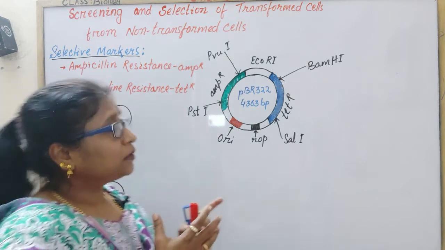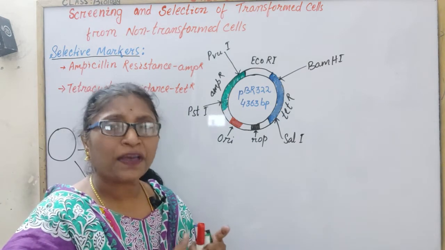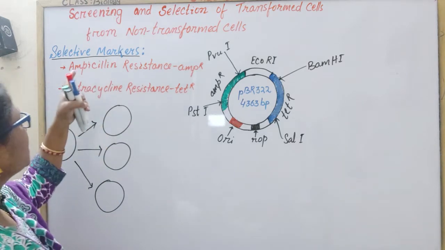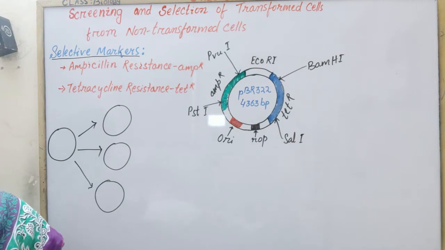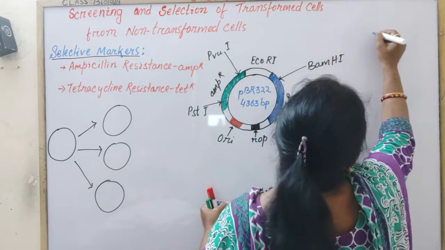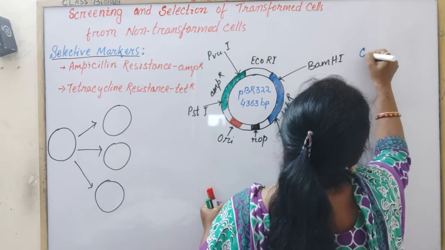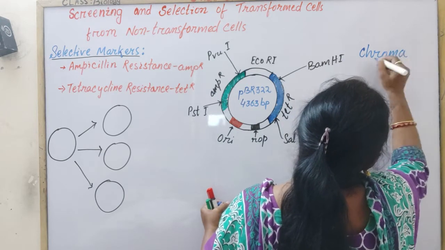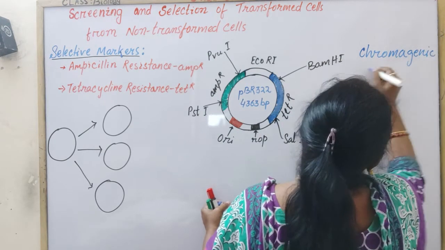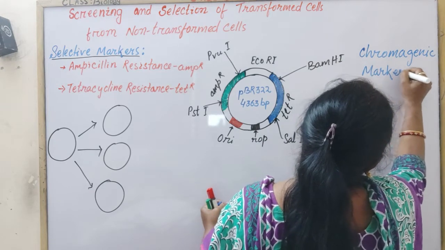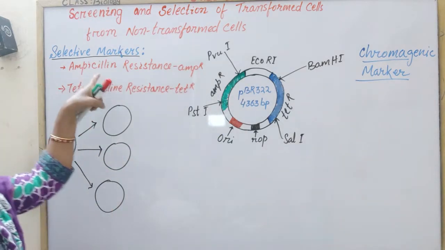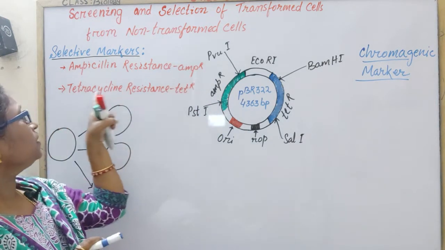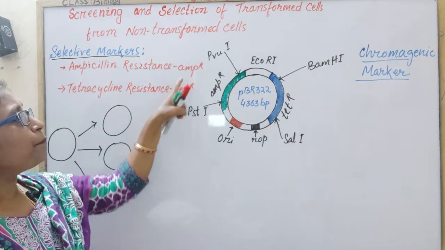How can we select by specific screening method? Two methods are used: selective markers or chromogenic markers. We will discuss chromogenic, color producing markers as well. In selective markers, what are used? Ampicillin resistance gene and tetracycline resistance gene, AmpR and TetR.